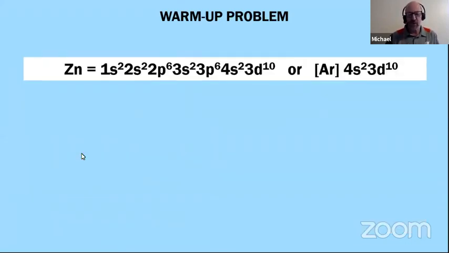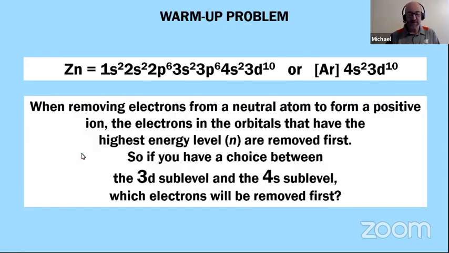All right, well then the next part of the question had to do with which sublevel you are going to remove electrons from when zinc becomes oxidized. So zinc normally loses 2 electrons. So here is the rule. When removing electrons from a neutral atom to form a positive ion, the electrons in the orbitals that have the highest energy level are removed first.